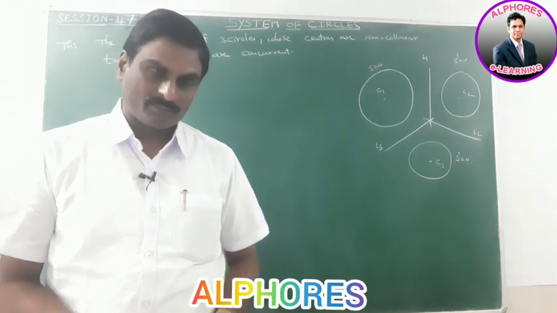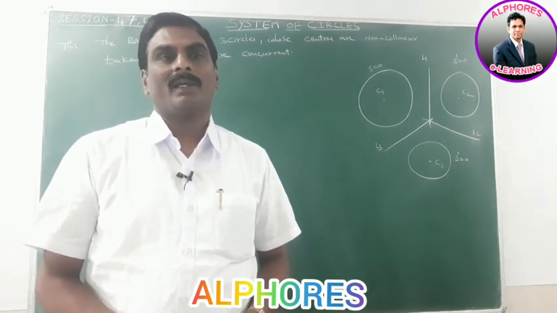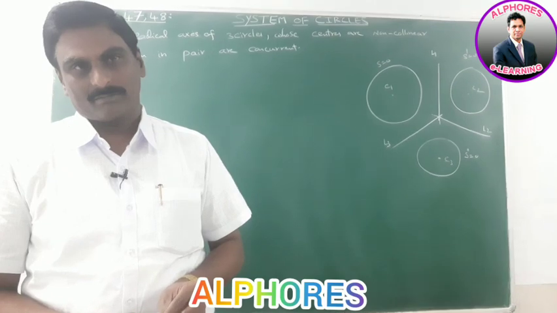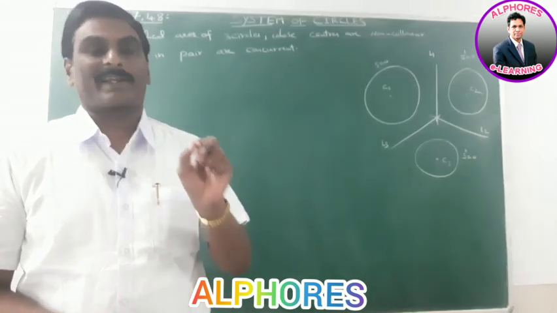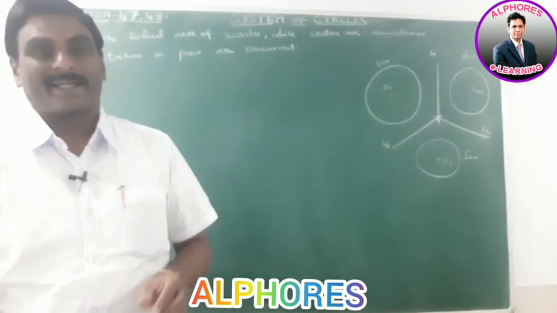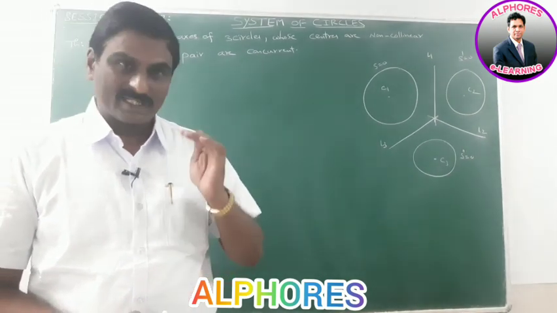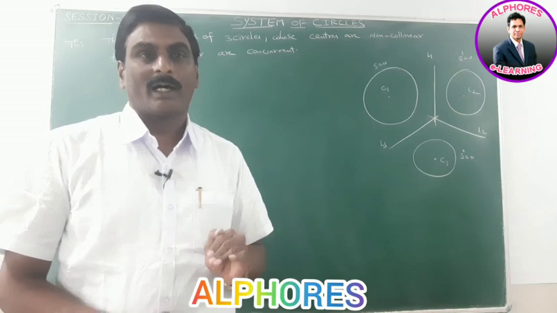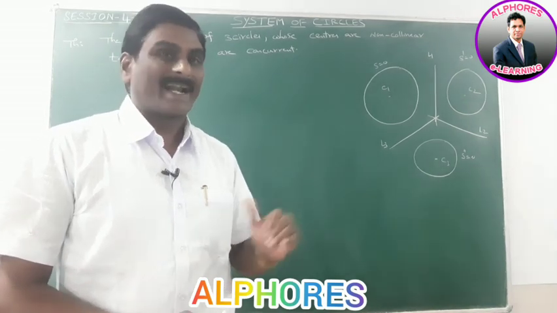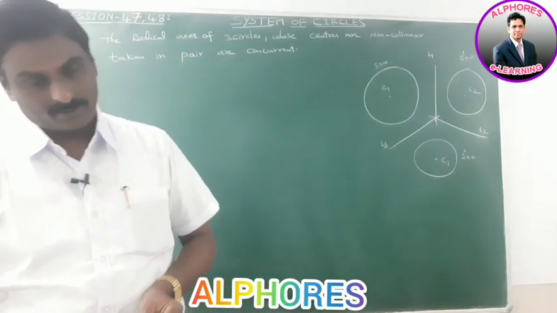In last class, we discussed the angle between two circles, orthogonally intersecting circles, radical axis and its properties. Now in this session, we continue the concept of radical axis and its properties. Okay?